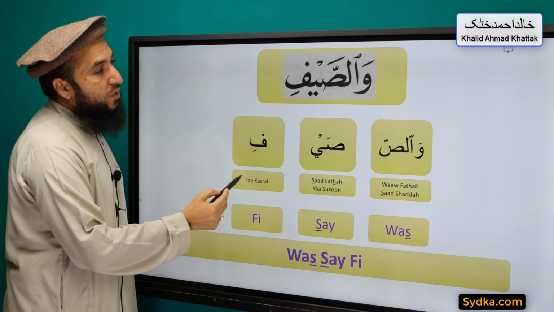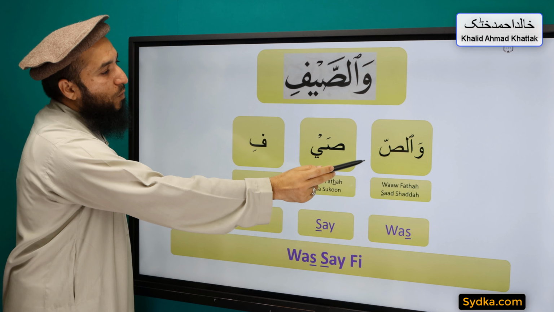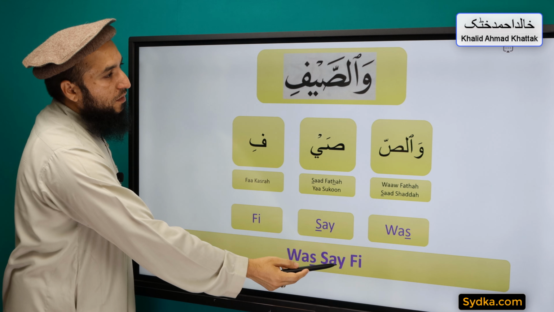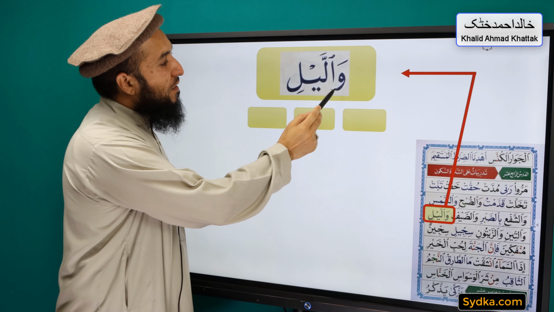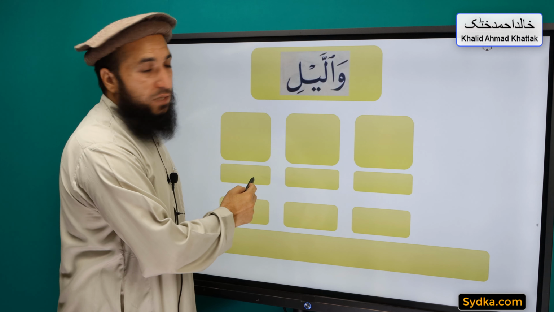Combining all 3 syllables together we have was-sayfi, was-sayfi, was-sayfi. The next word we have is wal-layli, and it can be divided into 3 syllables.